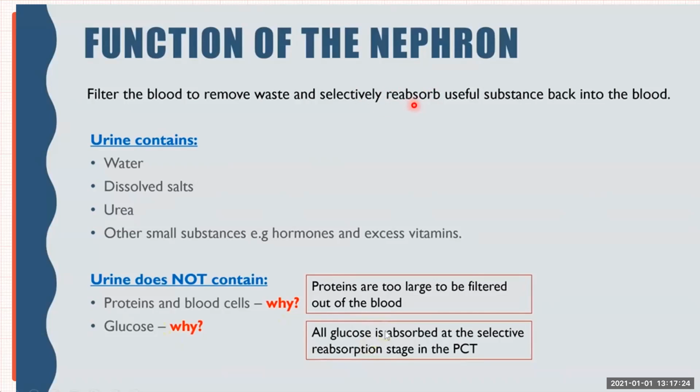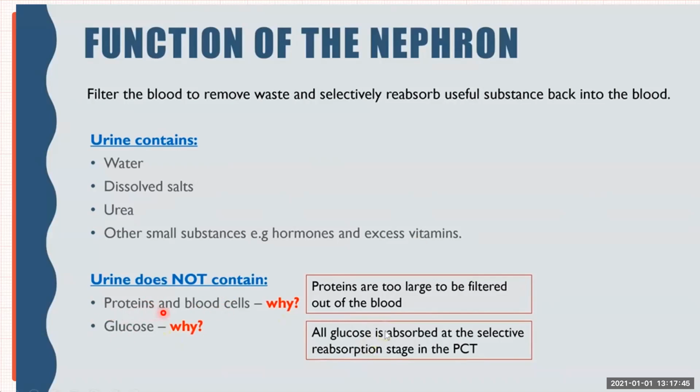Please don't use the term "absorb" only, right? Use "reabsorbed back into the blood", because it's actually making urine. The urine contains water, dissolved salts, and urea, right? It contains other small substances such as hormones and excess vitamins. However, what urine does not contain is protein and blood cells.